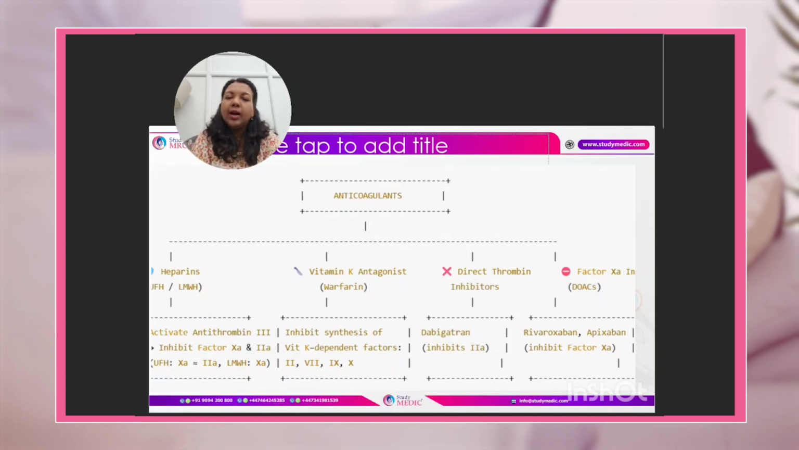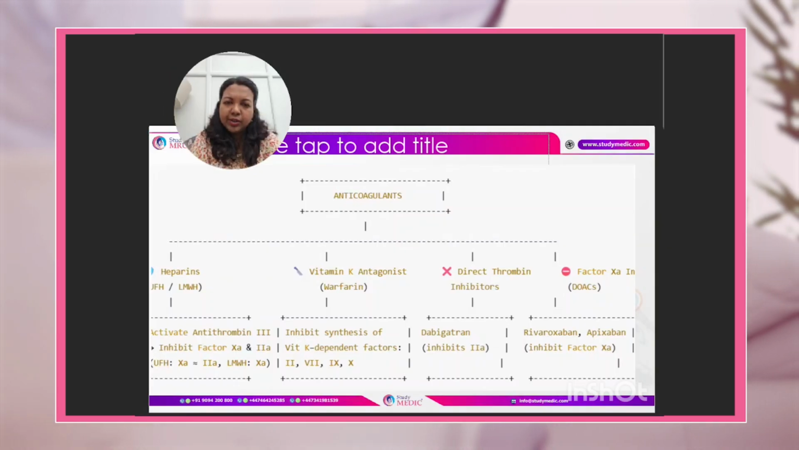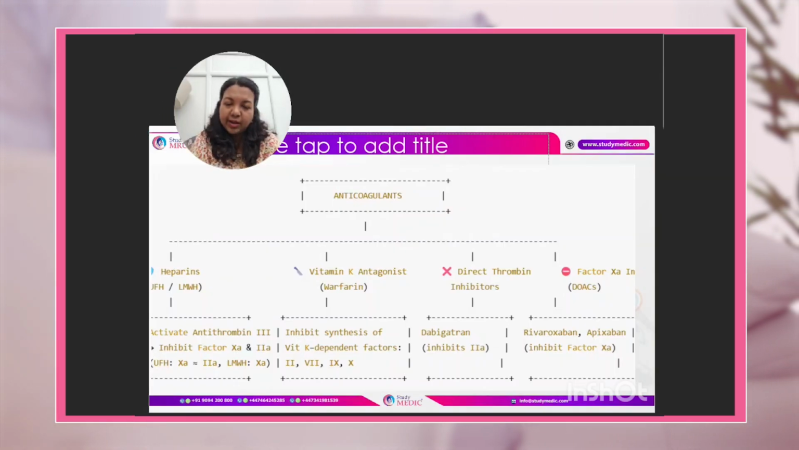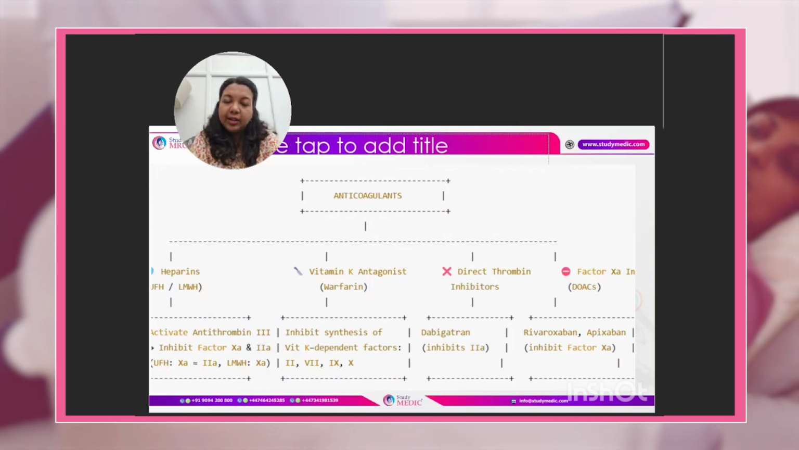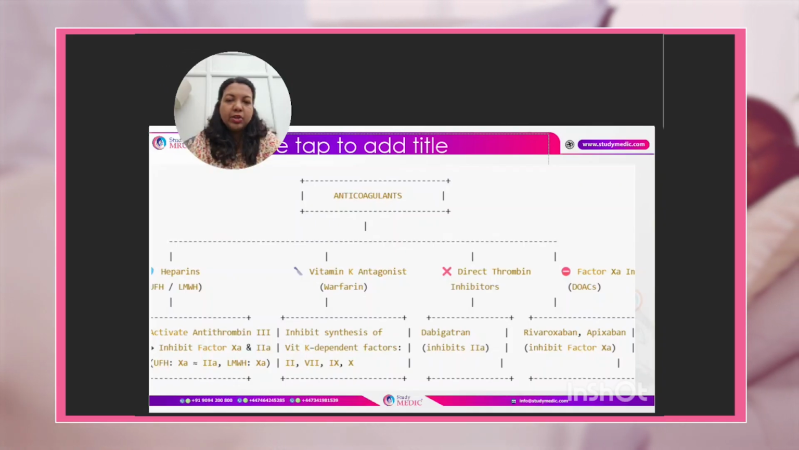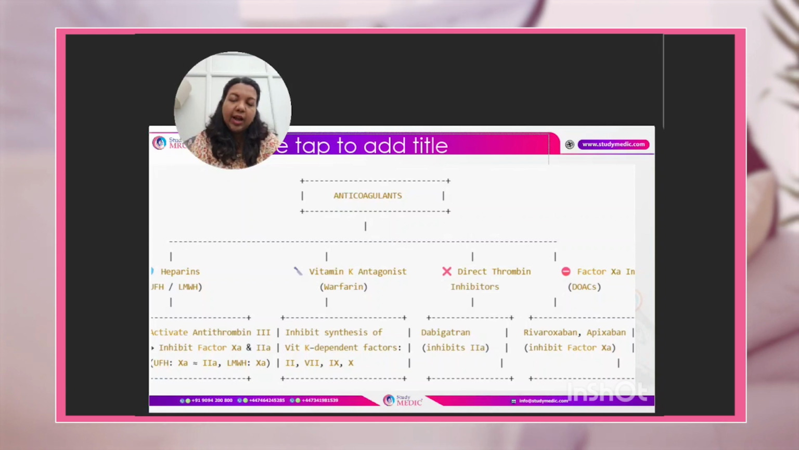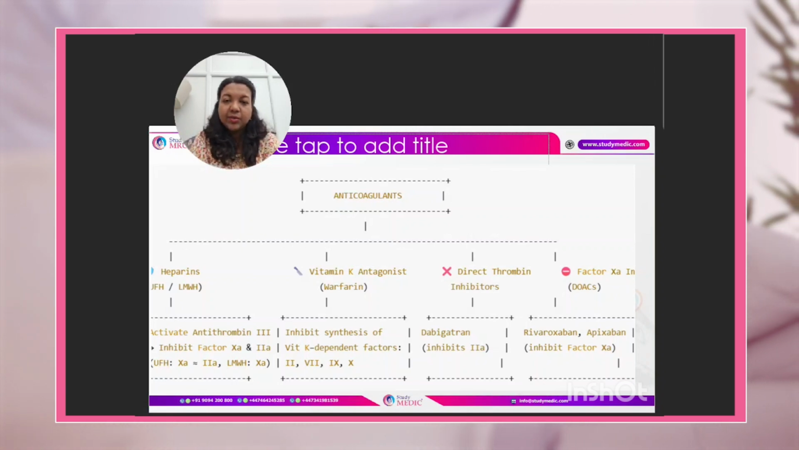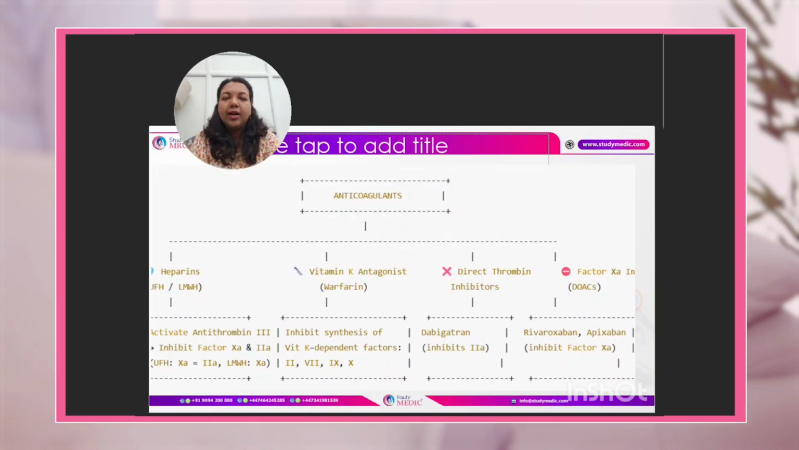If you look into it, as I've mentioned, for heparin, both unfractionated and low molecular weight heparin, it activates antithrombin 3 and inhibits factor 10A and 2A. The unfractionated heparin has equal inhibition of 10A and 2A, while low molecular weight heparin acts mainly and inhibits more of 10A. So that is why anti-10A level is used for its monitoring in severe renal impairment.